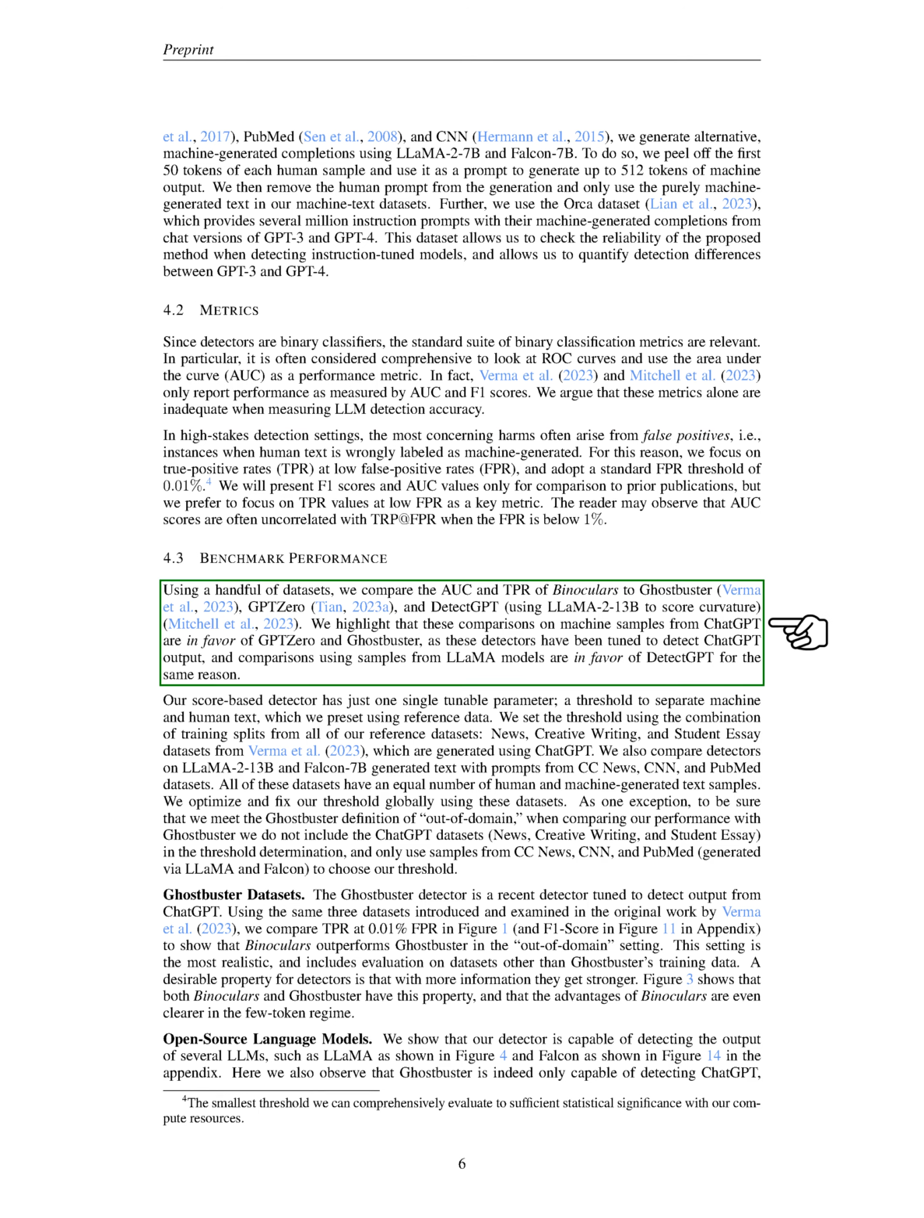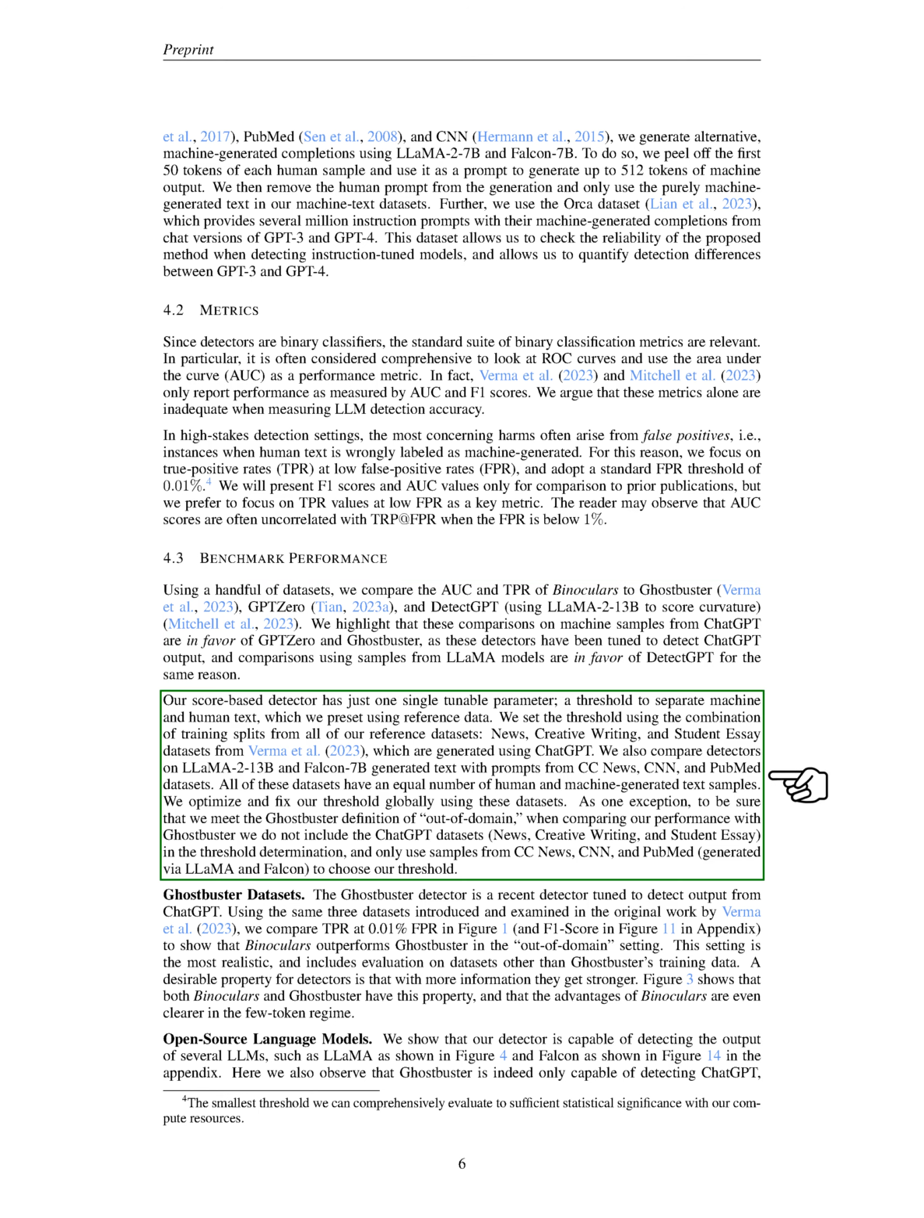Using several datasets, we compare the AUC and TPR of Binoculars to Ghostbuster, GPT-0, and DetectGPT. We note that these comparisons are biased in favor of GPT-0 and Ghostbuster when using machine samples from ChatGPT, and in favor of DetectGPT when using samples from Llama models.